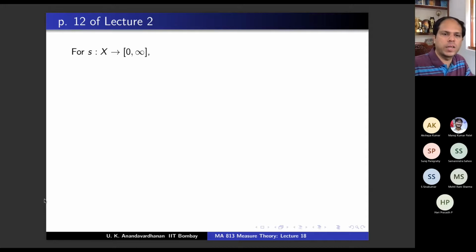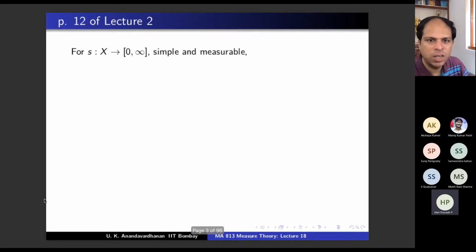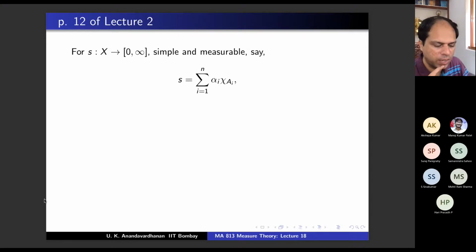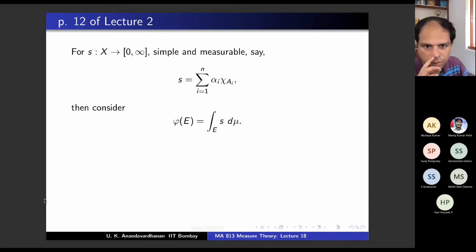So this is page 12 of lecture 2. Can you kind of guess what this is about? Lecture 2, long back, and s must be what? Simple function. Simple and measurable, and therefore you can write it like this, right? And you can write it in such a way that the A_i are disjoint. That's our standard representation, right? Yes, sir. So alpha_i are the points in the range, and then you will choose these A_i in a disjoint fashion so that this is a finite sum of characteristic functions.